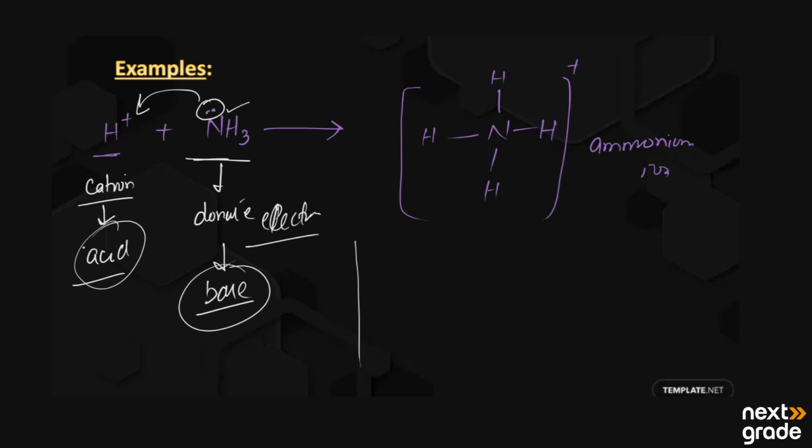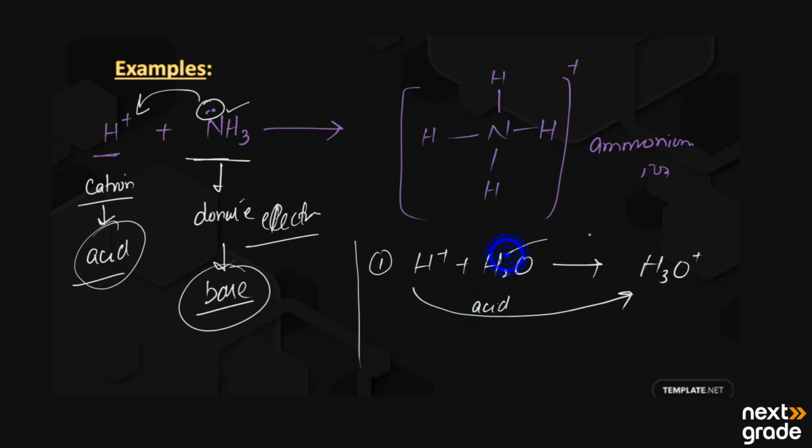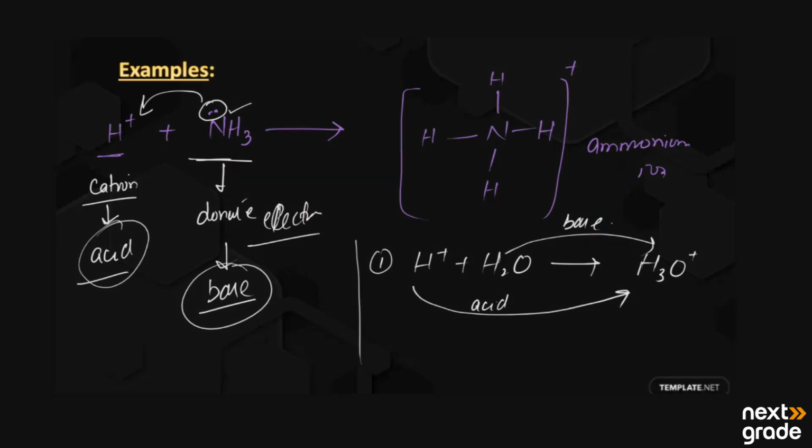Let's have another example for this concept: H positive plus H2O. After the reaction, the product is H3O positive. Here, H is electron deficient. It accepts the electron pair, so it is known as a Lewis acid. Here, the water, as it donates the electron pair, is known as the Lewis base. So this was the concept of Lewis acids and bases.